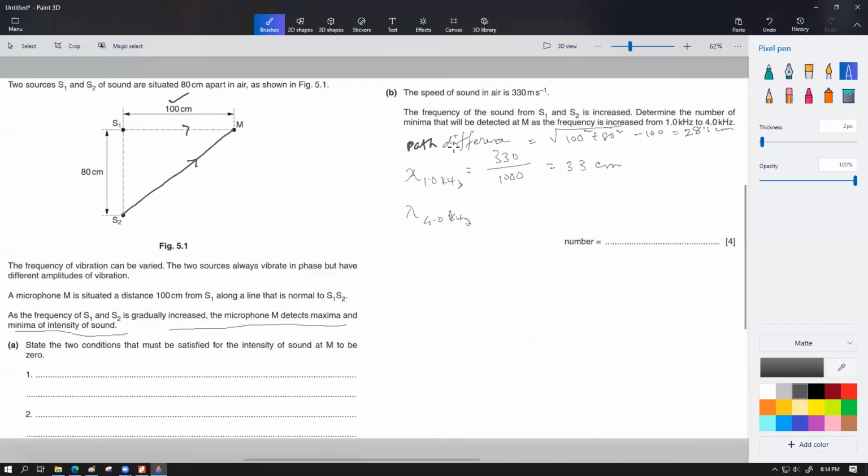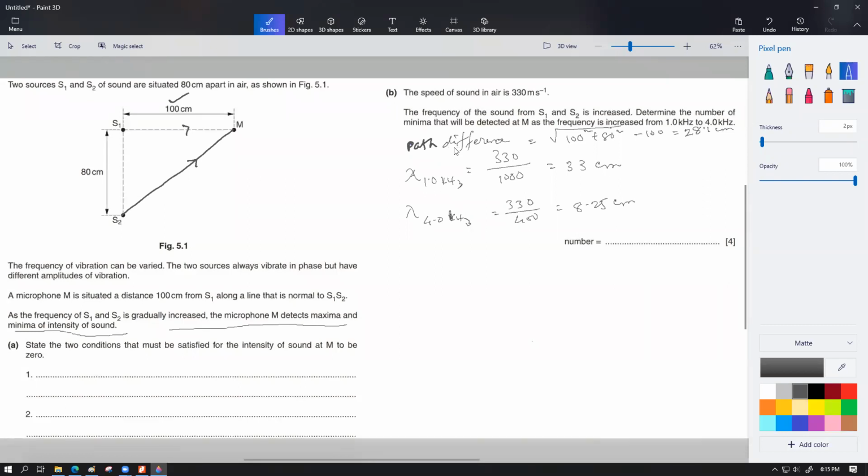The line should be bigger. That should be 330 divided by 4000. This should give you 8.25 centimeter. So this means first our wavelength was 33 centimeter, and as we increase the frequency from 1 kilohertz to 4 kilohertz, the wavelength slowly reduced up to 8.25 centimeter. So because the wavelength is now decreasing, the X should also be decreasing.